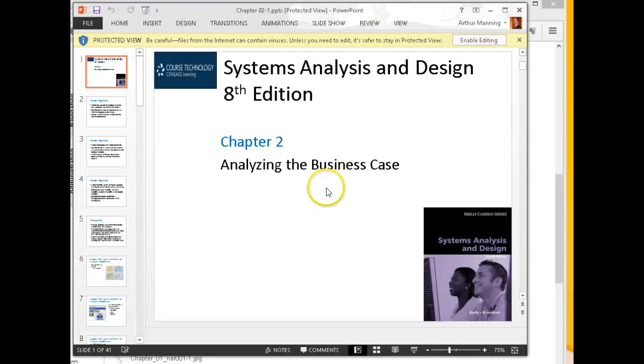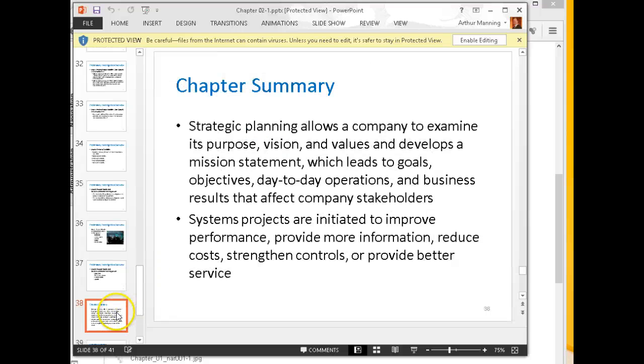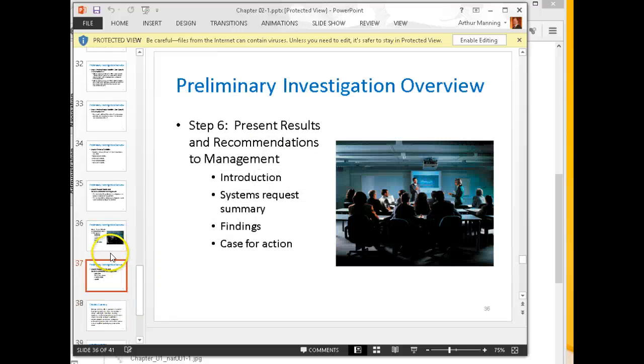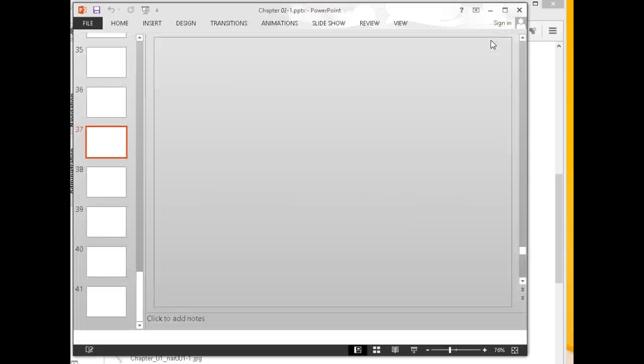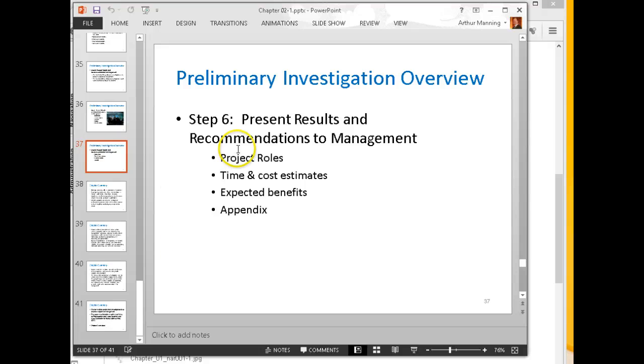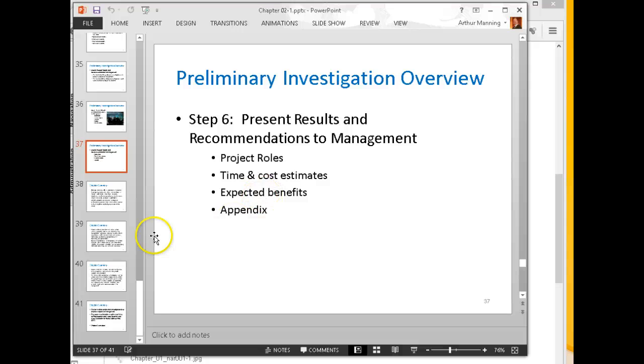Of that, they discuss the whole business case and the reasons for the things that go in your preliminary investigation report. But I wanted to start at the end to make it clear what our goal of a preliminary investigation report is. Remember what we're trying to do. We're trying to tell management, give them enough information to make a decision. We're going to give them an idea of who's in the project, how much it's going to cost.